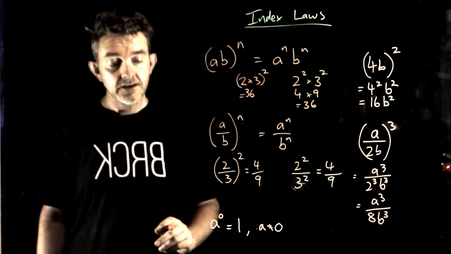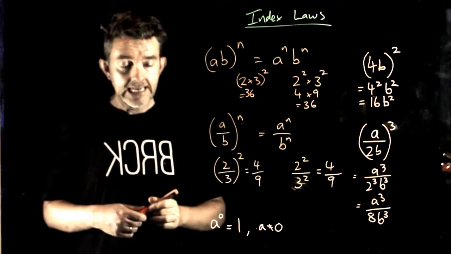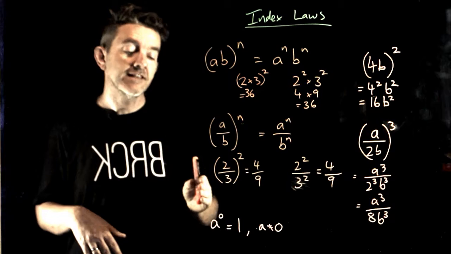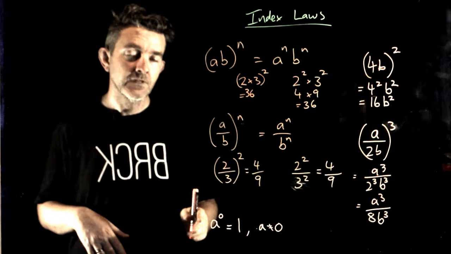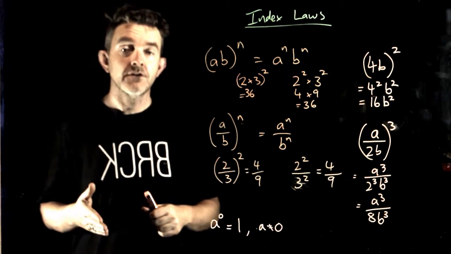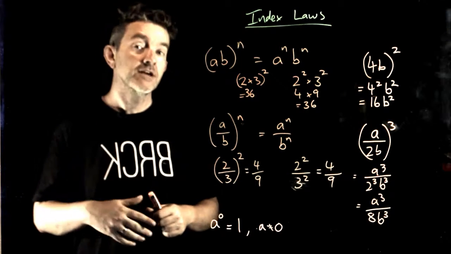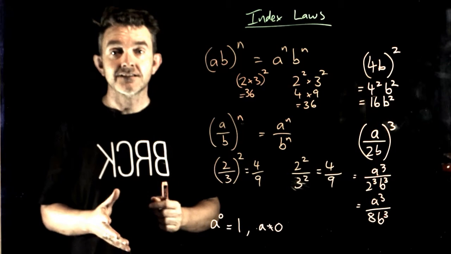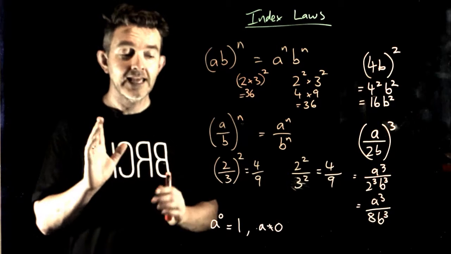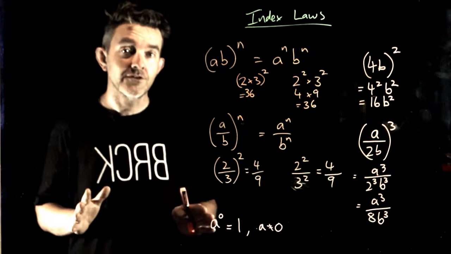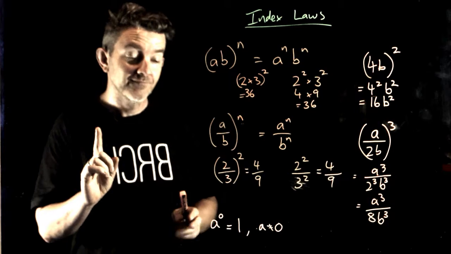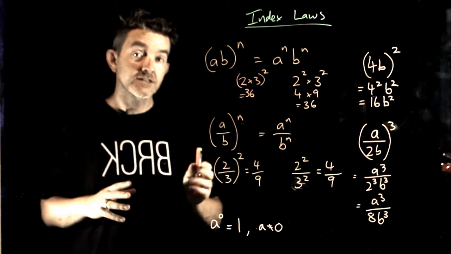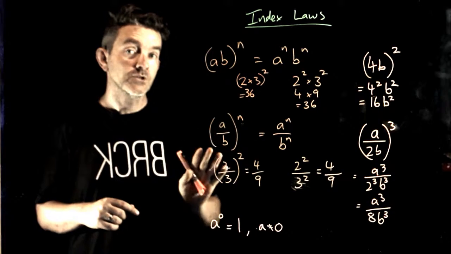And the last rule here is just to say that if you get any number and you have it to the power of 0, then that's equal to 1. So 100 to the power of 0 is 1. 300 to the power of 0 is 1. Negative 5 billion to the power of 0 is 1. Anytime you see something to the power of 0, it's 1. Okay? So those are the 6 index laws that you've seen in part 1 and part 2. So make sure you can apply them.